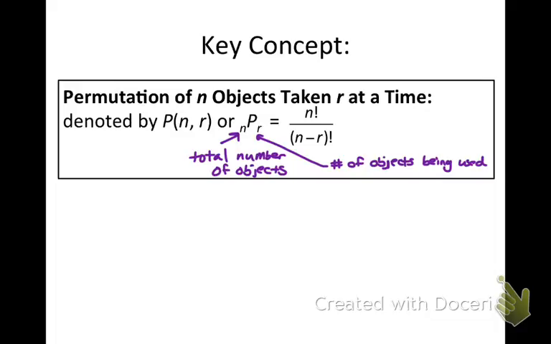So n and r will always be given to us in the question? Correct. What if you have a negative? You're not going to have a negative because you're not going to have negative objects. They should always be positive because these should be actual physical things.